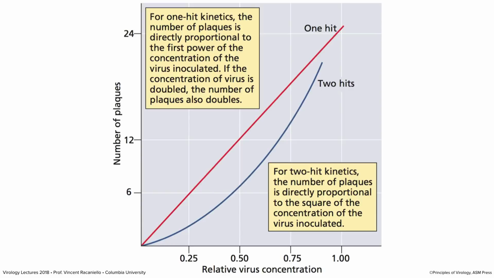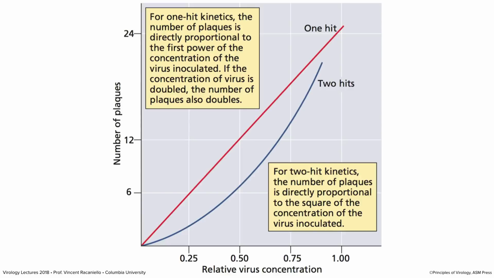All right, and the math is there. The number of plaques is proportional to the square of the concentration. It turns out that some viruses have 2 pieces of genomic information, and they're packaged in separate particles, and you need both of them to infect the cell to start an infection. So that's an example of 2-hit kinetics.